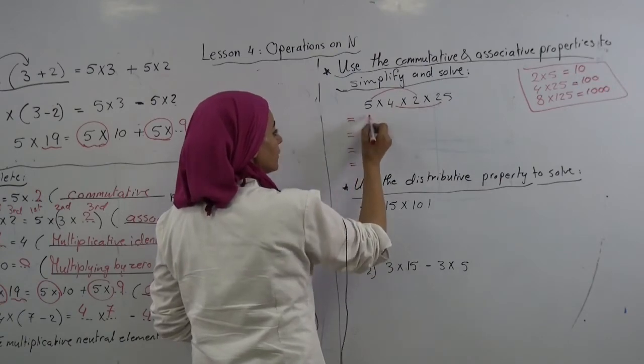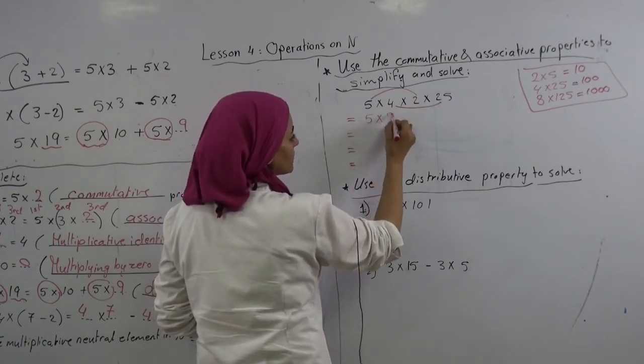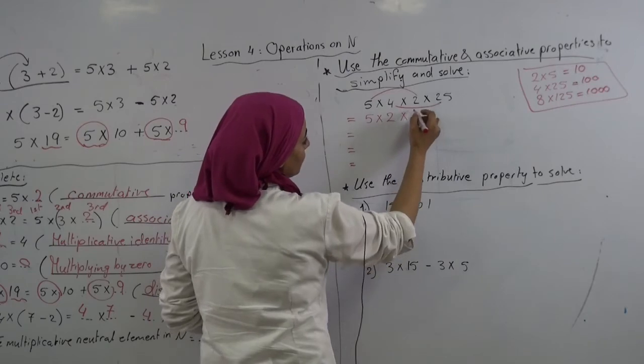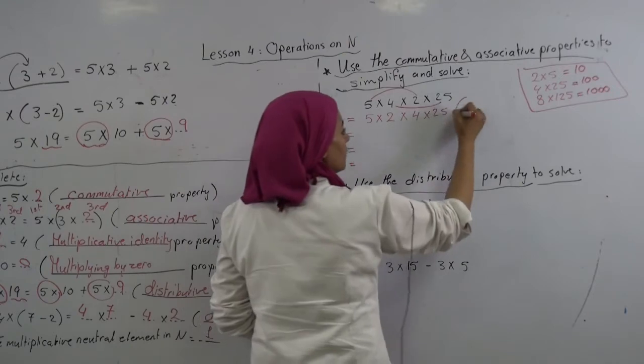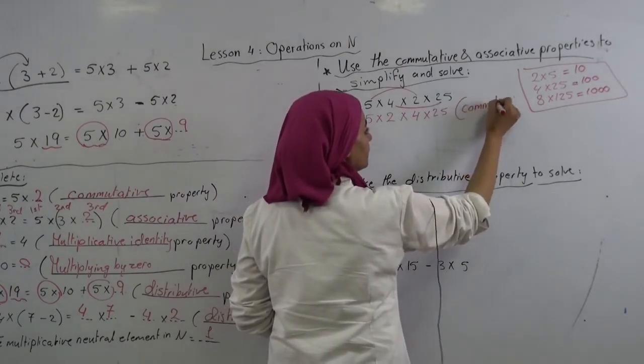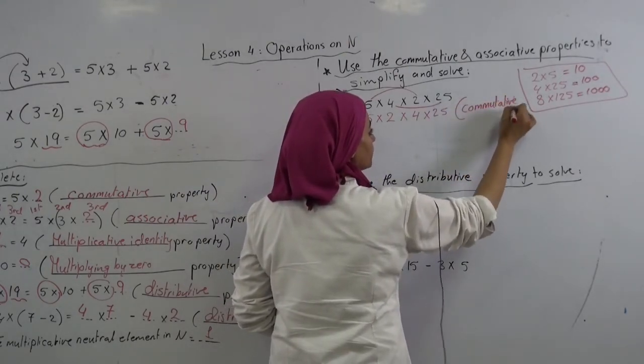Let's start our 4 lines. We are going to bring the friends beside each other. 5 times 2, then times 4 times 25. Here we exchange places, where we are going to write what happened, which is the commutative property.